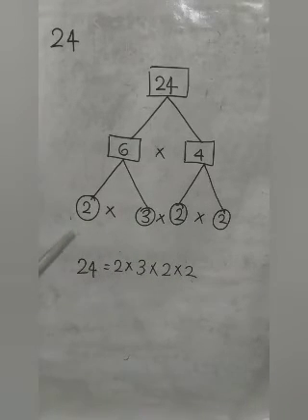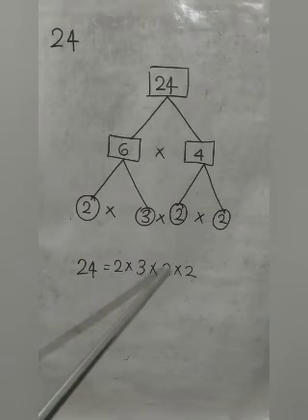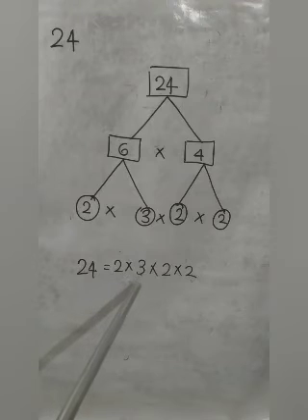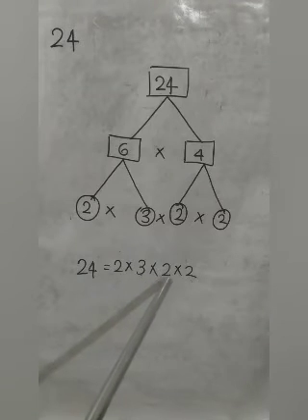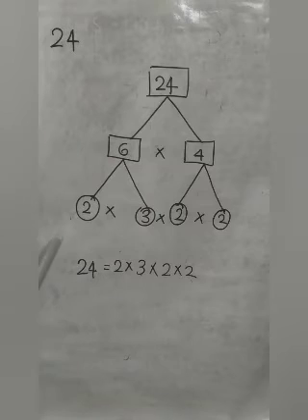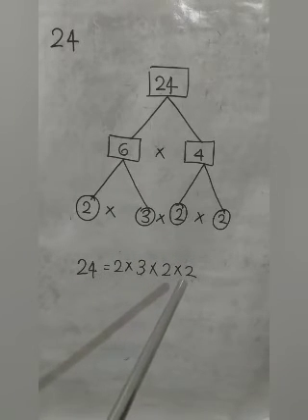Now checking the factorization: 2 into 3 into 2 into 2. Here all the numbers are prime numbers, so we don't have any more composite numbers. So what is the prime factorization of 24? 2 into 3 into 2 into 2. Confirm our answer is correct. What is 2 into 3? 6. 6 into 2? 12. 12 into 2 is 24. So our factorization is correct and we have made all the factors into primes.